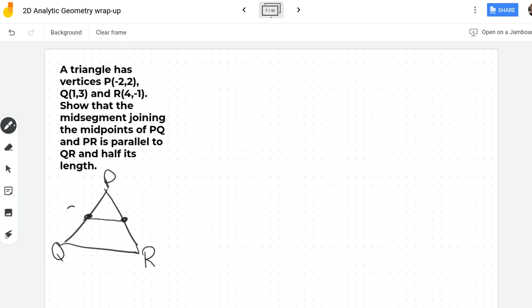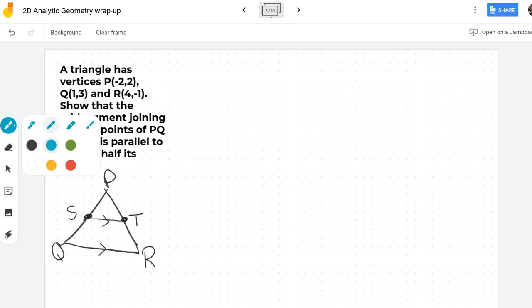So I'm going to call these things S and T. You can call them whatever you want, A, B, it doesn't matter. I'm just giving them letters so that when I talk about them later, it'll make a little more sense. So what we're trying to show is that this midsegment, ST, is parallel to side QR, and that the length of ST is half the length of QR.